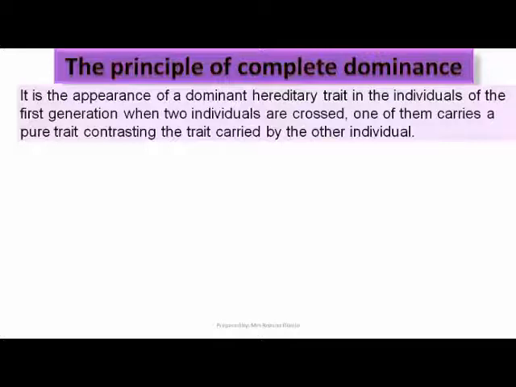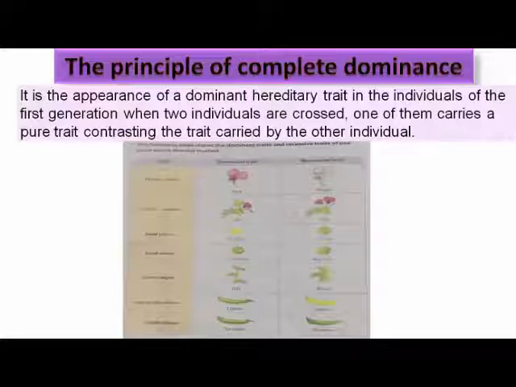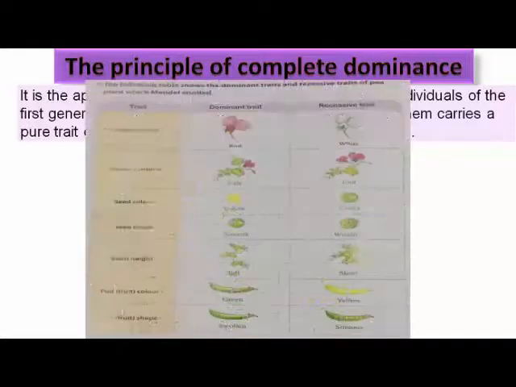One of them carries a pure trait contrasting the trait carried by the other individual. The following table shows the dominant traits and recessive traits of pea plant which Mendel studied. So here are given the traits: flower color, flower position, seed color, seed shape, stem height, pod fruit color, and pod fruit shape. The dominant trait of the color was red color, and the recessive trait was white color.